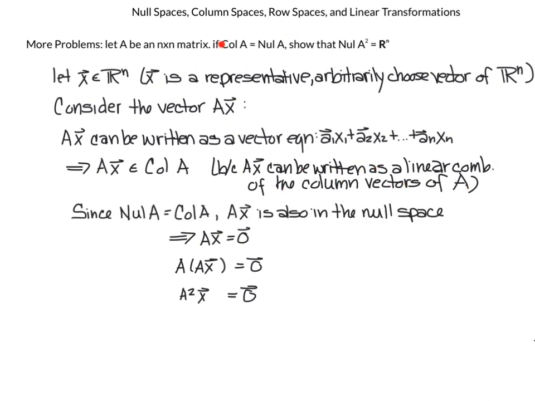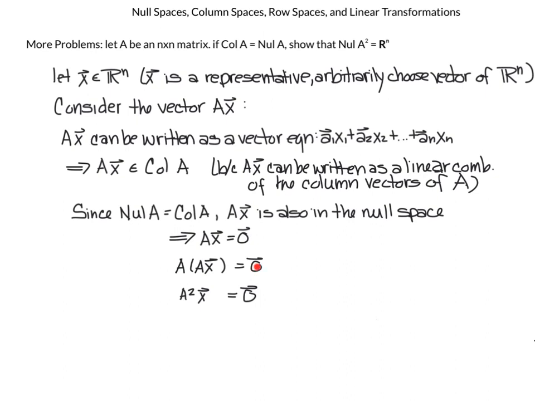Now, because we're given the column space is equal to the null space, that means Ax, if it's in the column space, must also be in the null space. So then we have that Ax is equal to 0, and so we're exactly where we want it to be. So Ax now is equal to 0.